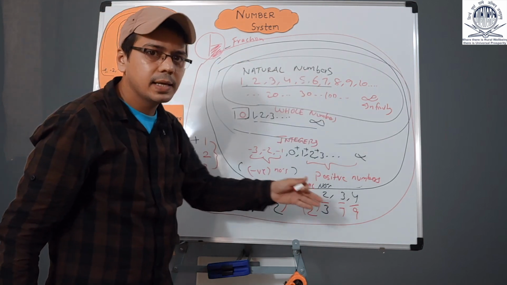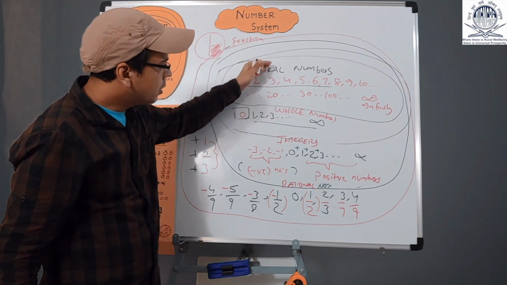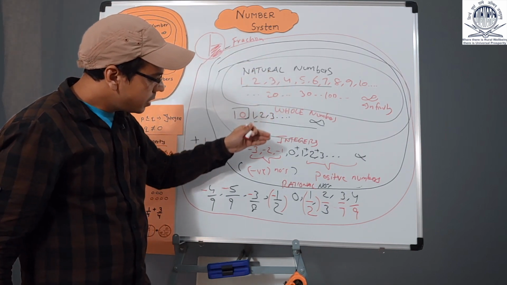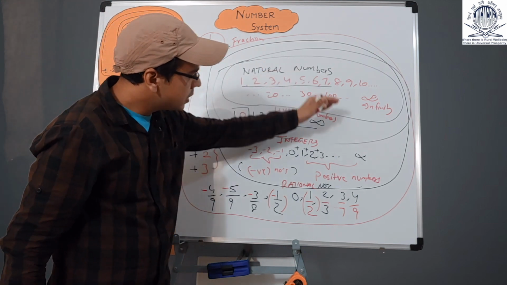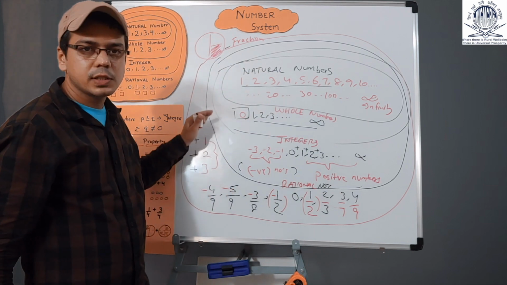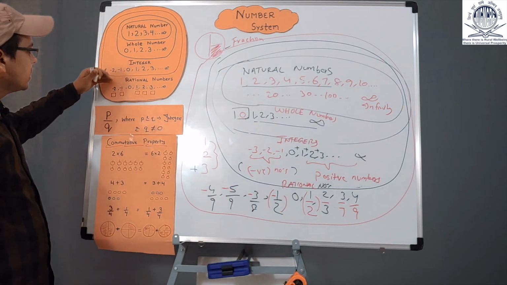So what we can say is that all natural numbers and whole numbers and integers and all these numbers will essentially form a bigger set, which is a rational number. So we can see it this way.